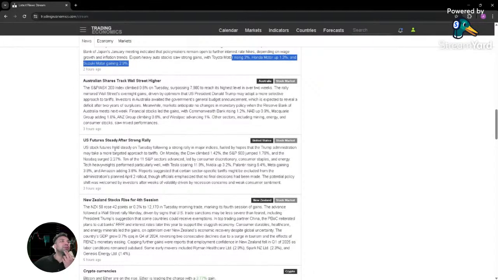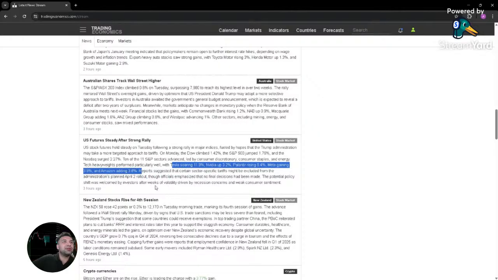US stock futures held steady on Tuesday, following a strong rally in the major indices. The Dow climbed 1.42%, the S&P 500 jumped 1.76%, and Nasdaq surged around 2.27%. Tesla soared around 11.9%, and Nvidia and Meta gained 3.8%. So things are moving away from bearish.